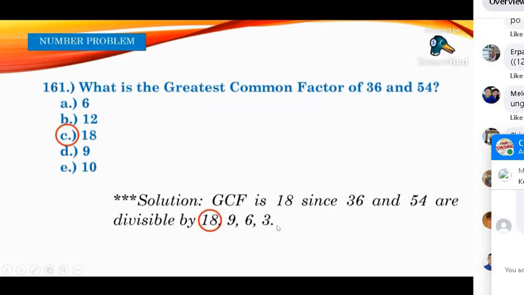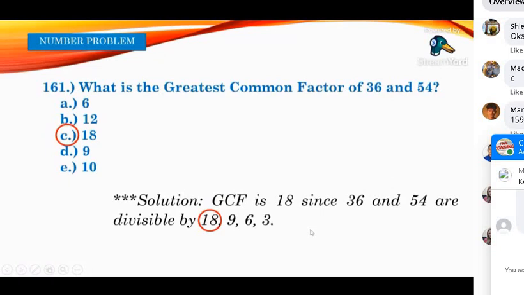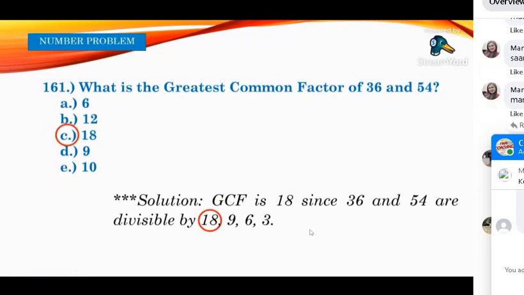So we have 2, 3, 6, 9, and 36 is divisible by 18. 54 is divisible also by 18. 36 divided by 18 is 2. 54 divided by 18 is 3. So pag sinabi natin GCF, the quotient or their factors should be a whole number. So the greatest common factor between 36 and 54 is 18.